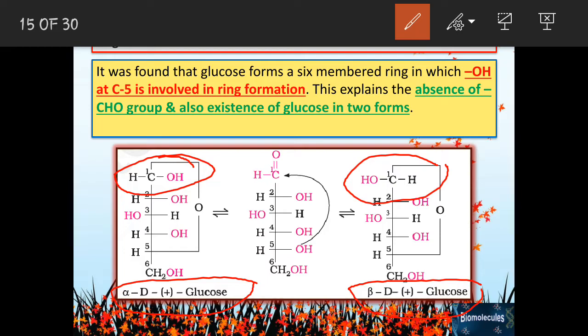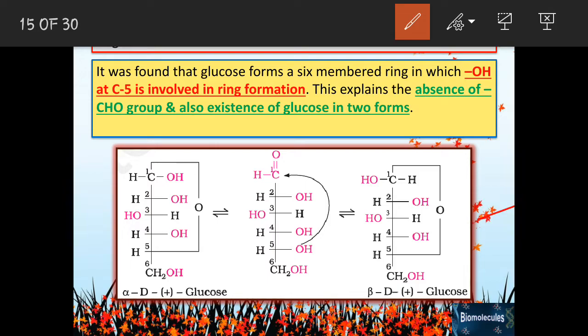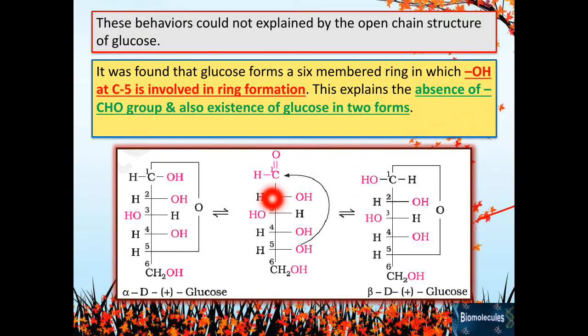These two structures explain those exceptional cases. This molecule does not give Schiff's test. Why? Because there is no free aldehyde. The aldehyde group is involved in ring formation. Therefore, it does not give Schiff's test, does not give addition products with hydrogen sulfite, and glucose is found to exist in two forms, the alpha form and the beta form. So these are ring structures.